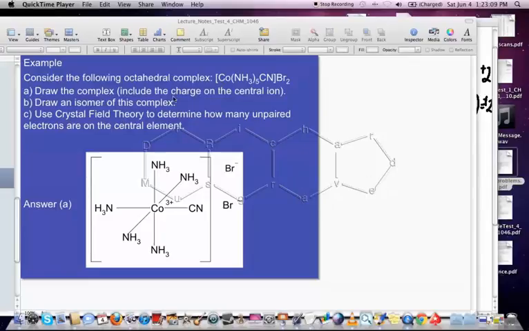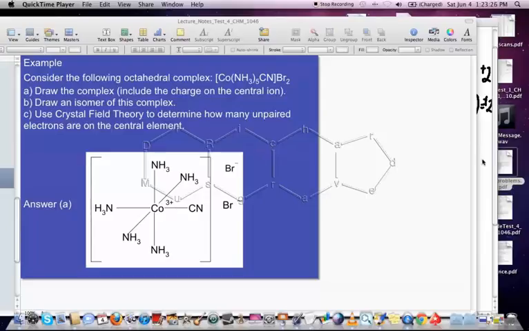Alright, so the first thing we do is draw a structure, and since we've got 6 things around the cobalt, we'll draw them in an octahedral type arrangement. And when we do that, we'll also have the Br negatives out here on the outside, and there's going to be 2 of those. So how do we find out what the charge on the central metal is?